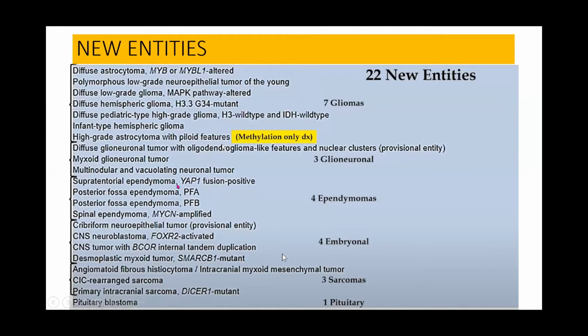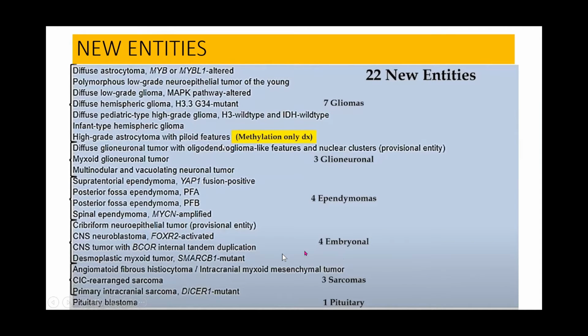So in supratentorial ependymomas, now we have the YAP1 fusion positive ependymomas, which have a good prognosis compared to the earlier RELA fusion type. In the posterior fossa ependymomas, there are two broad categories, A and B. The category A is seen in childhood and has an aggressive outcome, whereas B is seen in older children and it has a better prognosis. Among the spinal ependymomas, a new category is the MYCN amplified, which has a very poor prognosis.